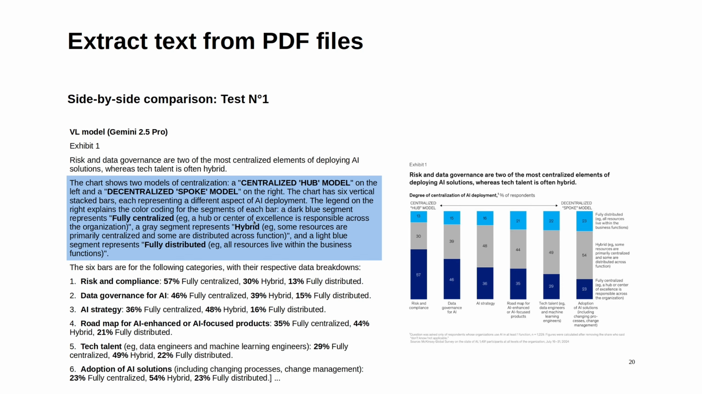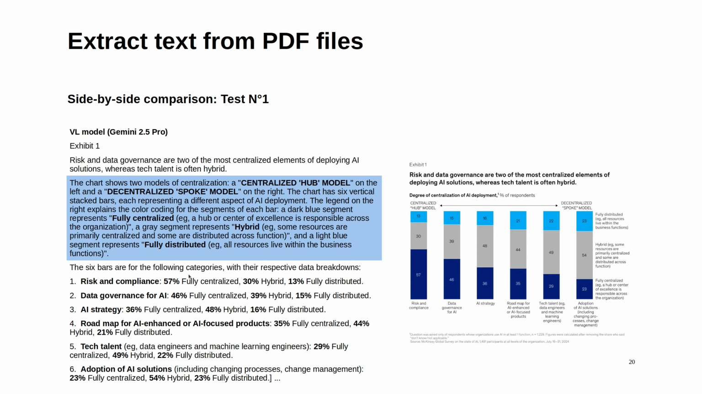Pause the video and read the description if you would like. I have highlighted some terms that appear in the charts to show that the model actually understands what it is seeing. For example, here we have centralized hub model, we see it here. We have decentralized spoke model. We have fully centralized, hybrid, and fully distributed. That comes from the legend, etc.